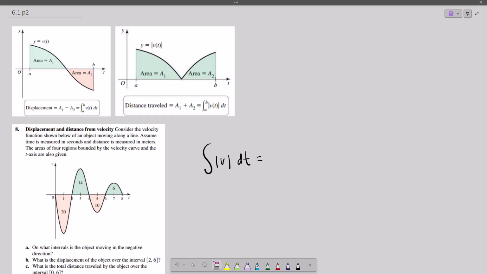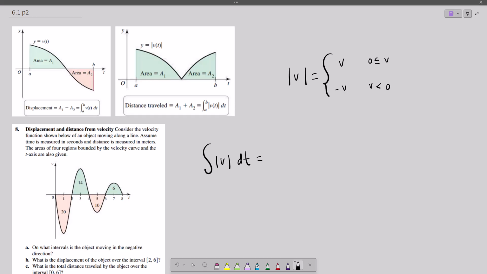The absolute value is a piecewise defined function, and if you want to integrate a piecewise defined function, you have to integrate it piece by piece. The way a piecewise defined function looks, it's different for different pieces of the domain. So this is when the velocity is greater than or equal to 0. And if the velocity is negative, then that is what you would integrate. Absolute value of v is equal to -v when v is negative. Okay, does that make sense?